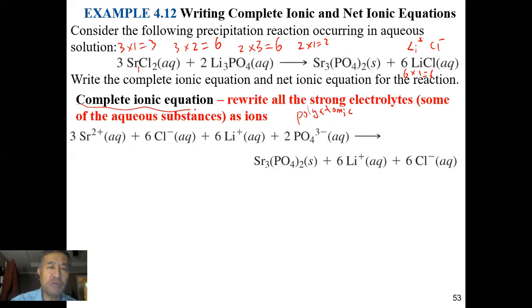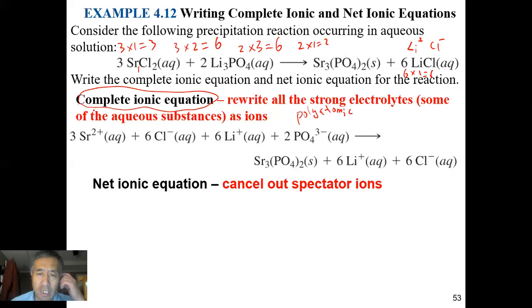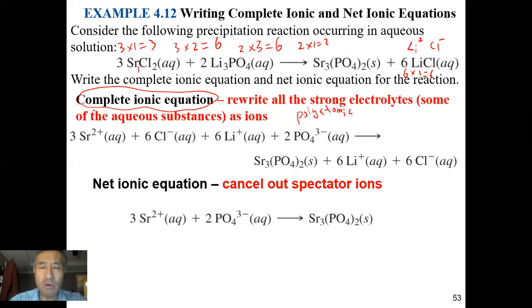So next you want to get the net ionic by identifying the spectator ions. Okay, so who is the spectator ion? Whoever is not in this, you can just examine. Like on the left side, we have this, and on the right side, I have this. Therefore, this will be crossed out.